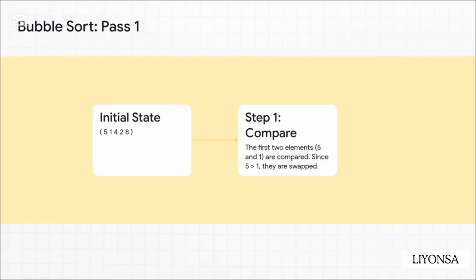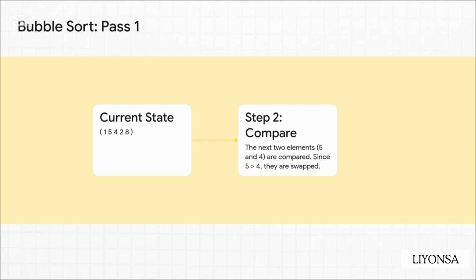Okay, let's watch it work with this list of numbers. The algorithm starts right at the beginning. First up, 5 and 1. Is 5 greater than 1? Yep. So they're in the wrong order. It just swaps them. That's it. Step 1 done. Now it just moves on to the next pair. It compares the 5 and the 4. Again, wrong order, so they get swapped.